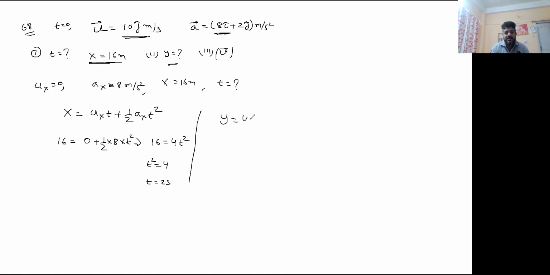So y is uyt plus half ayt square. uy is given because j means y-axis. 10 into 2, time is 2. You find out this ay, that is given 2 into 2 square. So what you have? 20 plus 4, that is 24 meter.